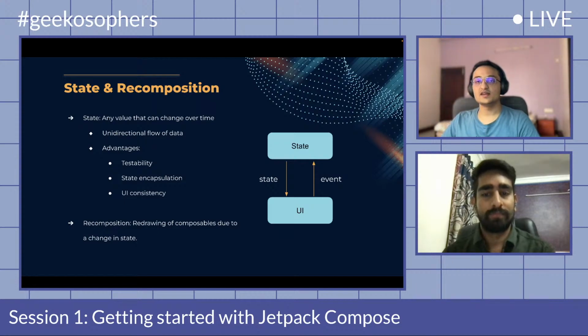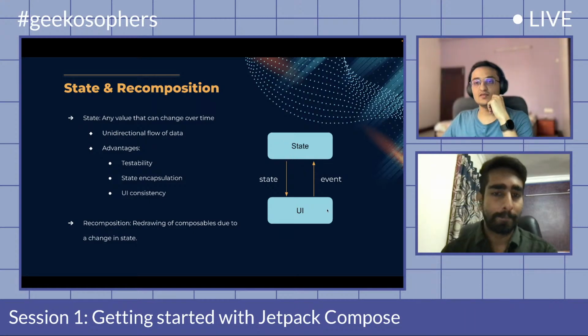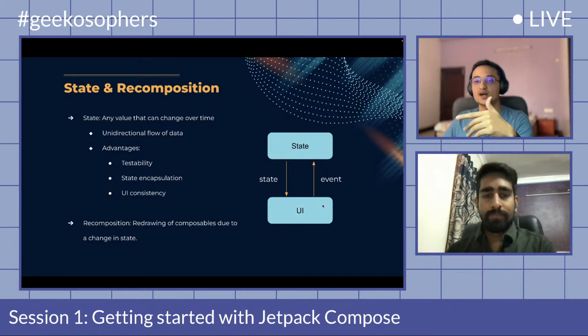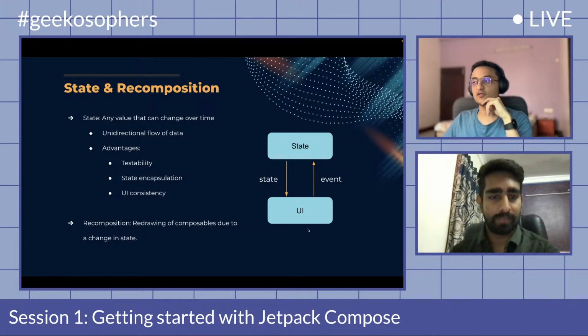So basically, it helps in this single unidirectional flow of data. You have this state here, and we have the UI. Whenever the UI has any event, such as a button click, it changes the state, and then that state is used to update the UI. So it's a single directional flow of data, unidirectional flow of data.